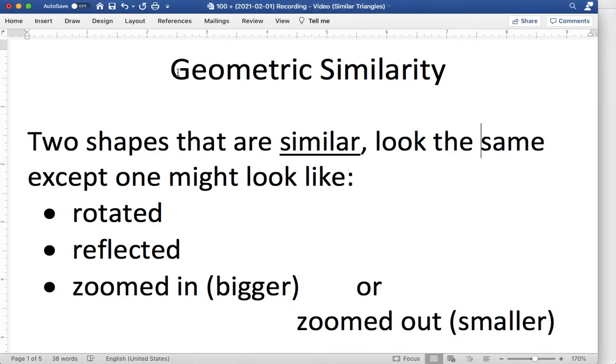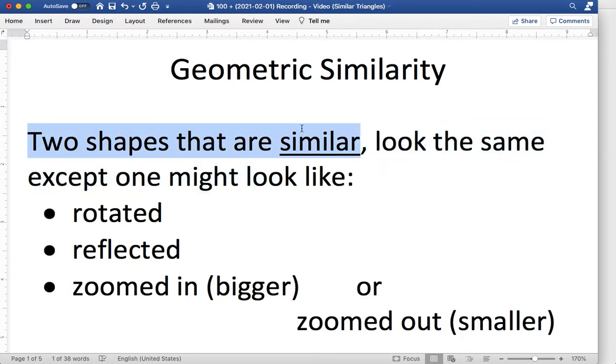This video is on geometric similarity. So the word geometric here means talking about shapes. Similarity stems from this word similar or alike. So geometric similarity is talking about when shapes sort of look alike.